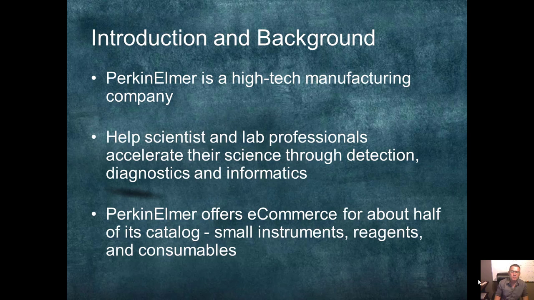Getting into the introduction and background, PerkinElmer is a multi-billion-dollar Fortune 500 high-tech manufacturing company. As the bullet point says, we help scientists and lab professionals accelerate their science through detection, diagnostics, and informatics. If any of you have watched Forensic Files for any length of time, you'll see PerkinElmer equipment on there. We make equipment that will shoot light at a substance and then check the measurements that come back from the light, or work with radioactive materials like reagents.